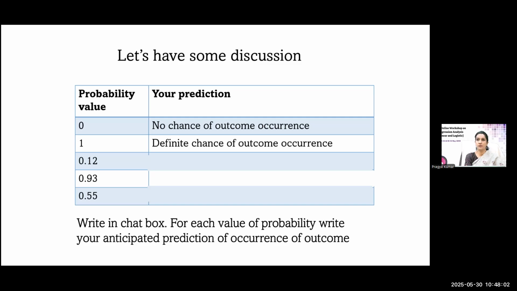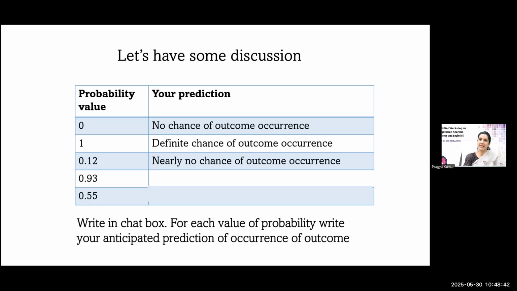So 12% chance of occurrence. But again, whether it is near to 0 or near to 1? Less. So Dr. Sunil is writing chances will be less. If it is 0.93, then what is your answer? If probability is 0.93, it is near to 1 or near to 0? Just understand like this. If a probability is 0.93, okay, so more chance of occurrence. But if it is 0.55, then you are midway. Means it is definitely nearer to 1.